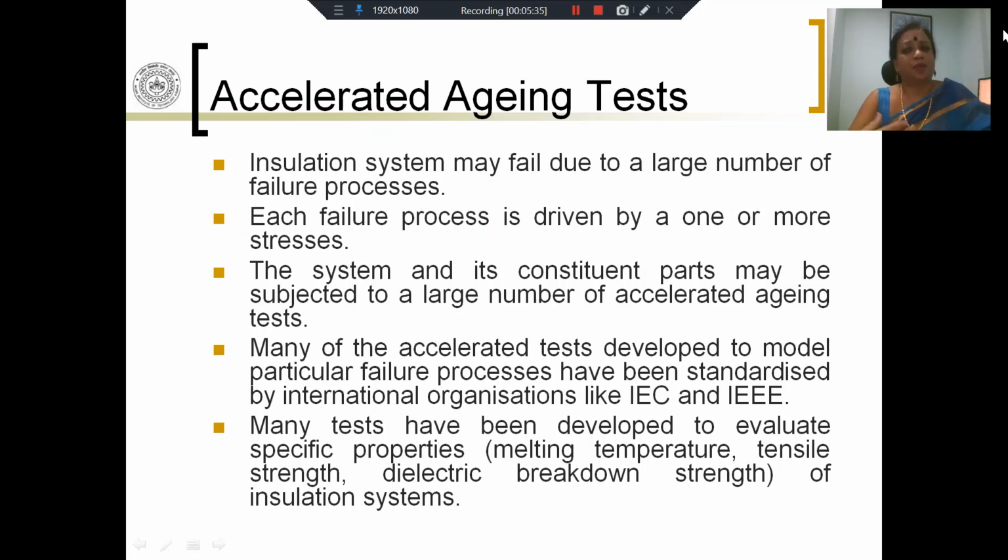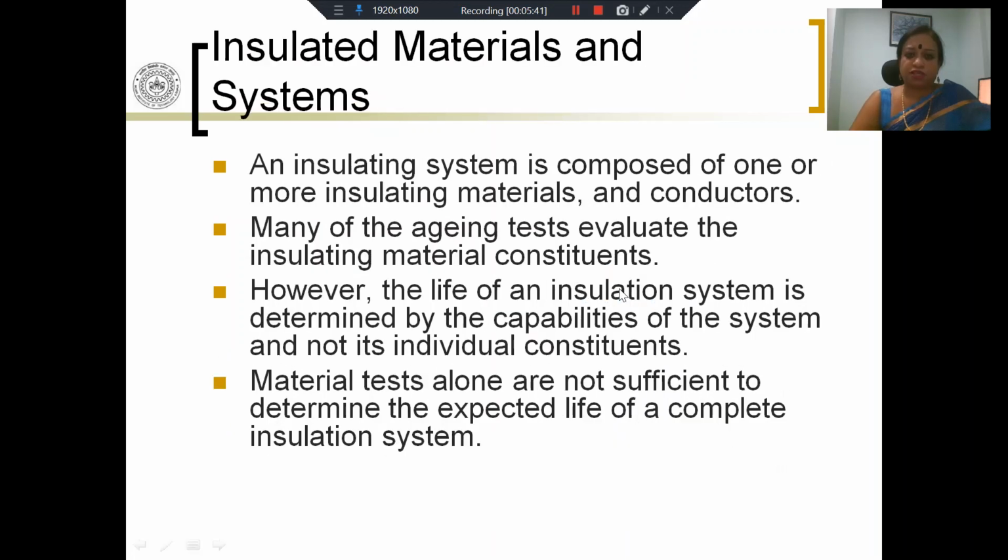These are property tests. These are not accelerated aging tests, but they are actually property tests. We are going to use an extension of these tests in the accelerated aging test. Now, before I go on to the tests themselves or the stresses that would appear, I need to make a distinction between insulated materials and insulated systems.